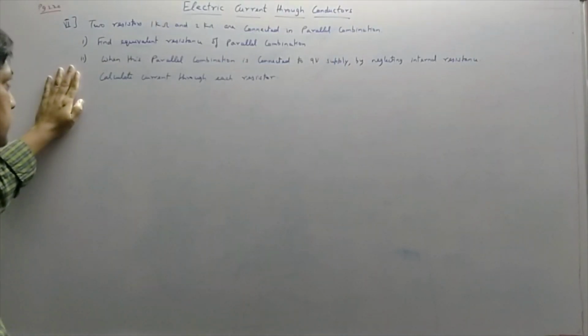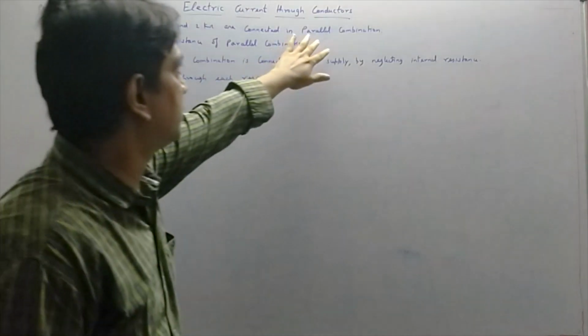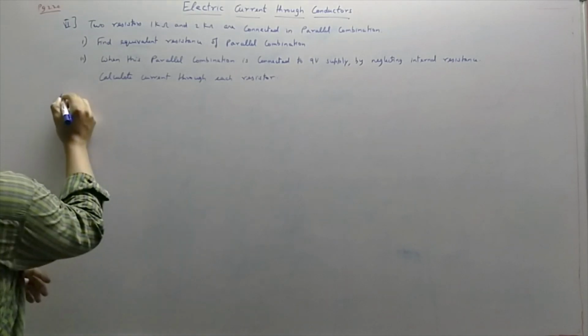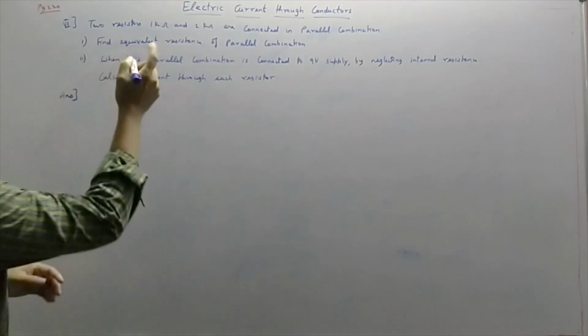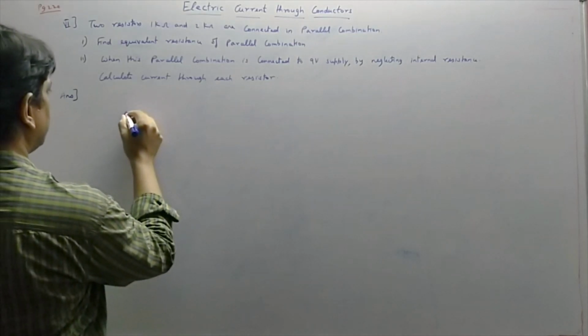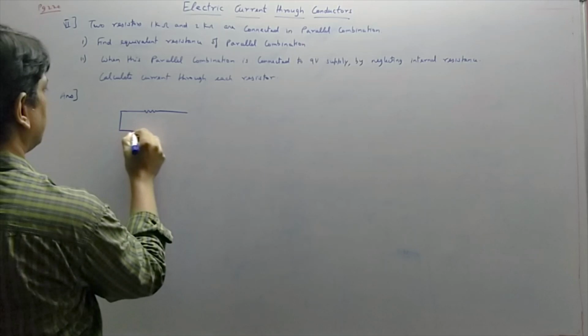Problem number 6. Here we are going to see parallel combination. In problem number 5 we saw series combination. In a similar way, here we have parallel combination. If we look at the diagram, we have two resistances which are connected in parallel.